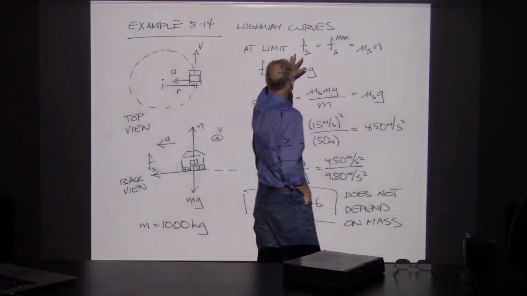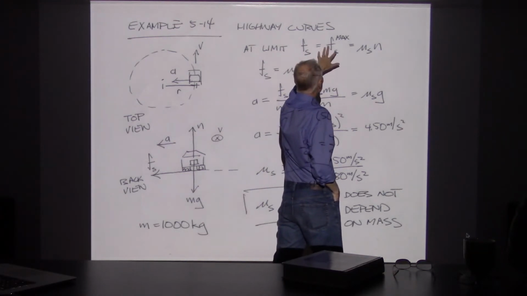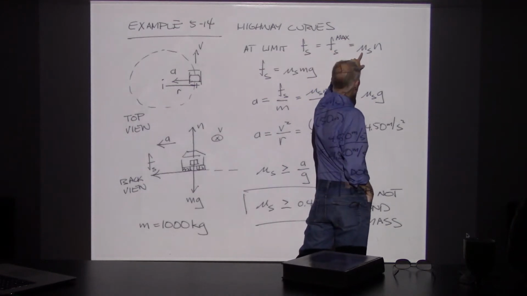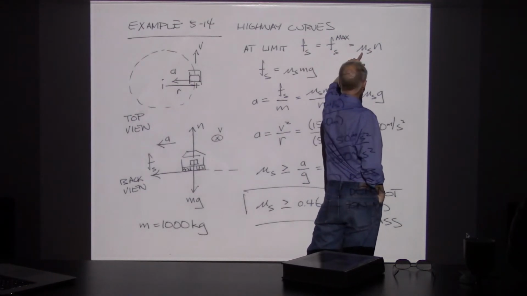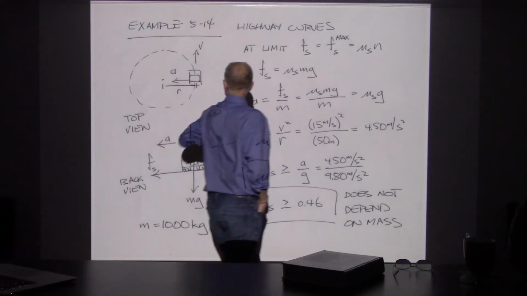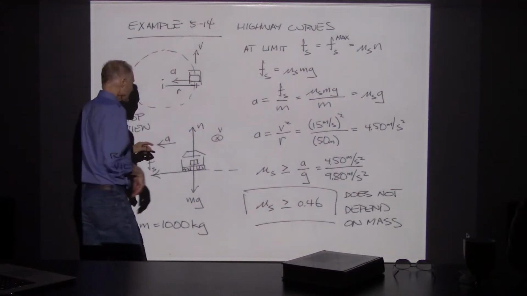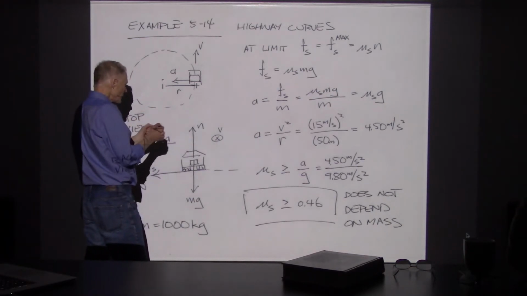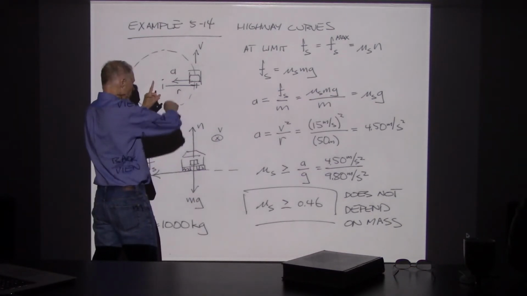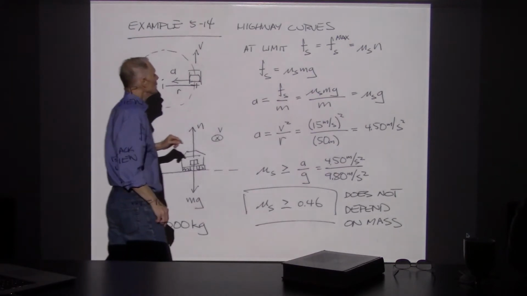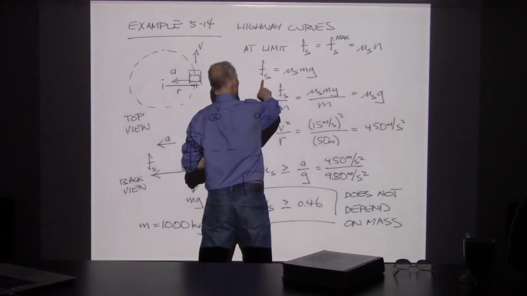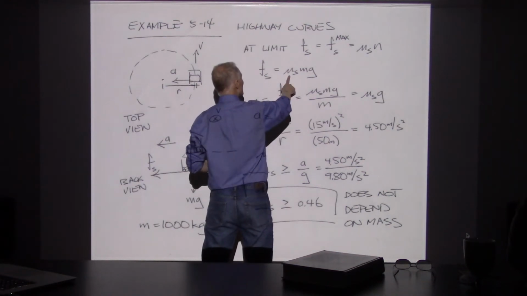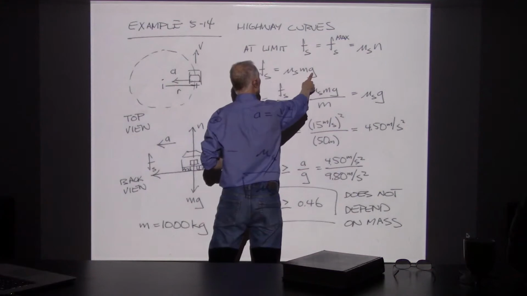So let's do this. We're going to take the frictional force and say we're looking right at the limit, and that maximum value will come from using our static coefficient times the normal force. Now from this diagram, I can see that mg and the normal force I can set equal because there's no acceleration vertically going on. So the maximum static frictional force we could have is given by mu sub s times m times g.